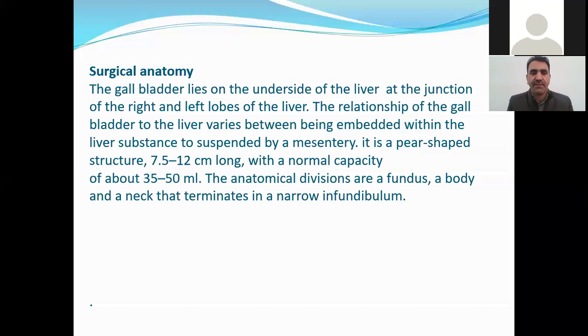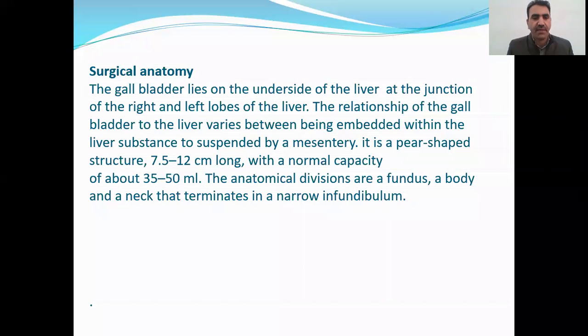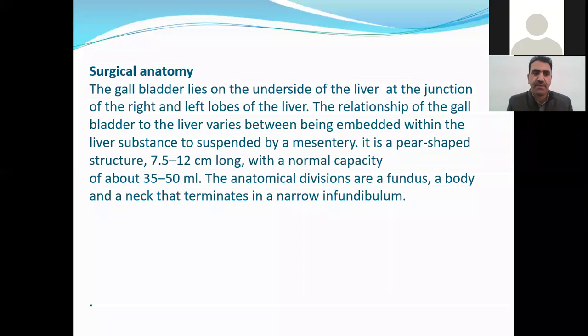Sometimes the gallbladder is embedded within the substance of the liver, or may be supplied by a mesentery between the gallbladder and liver. The shape of the gallbladder is a pear shape. Its length is approximately 7.5 to 12 cm, variable of course, with a normal capacity of about 35 to 50 ml. The anatomical division is composed of the fundus, body, neck, and it terminates into the infundibulum, then to the cystic duct.